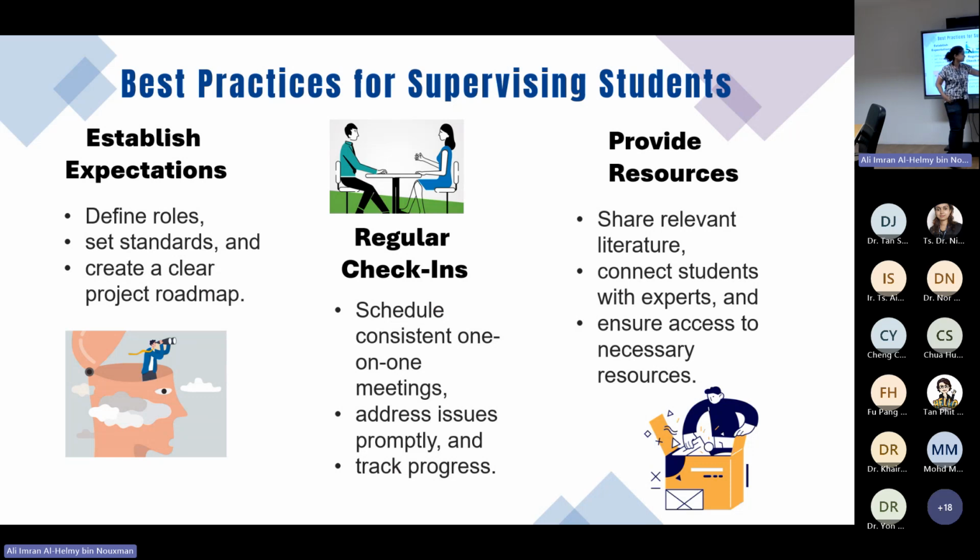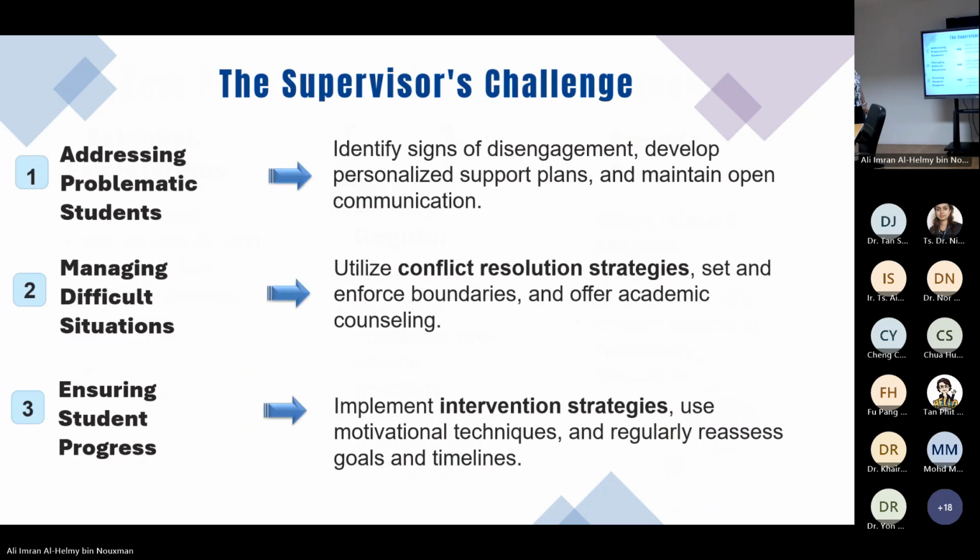Ensure access to necessary resources. As I mentioned, if your project scope is within this campus, make sure all the necessary resources are available. If not, at the initial stage, you have to tell your students to tone down. We cannot get this, it's too expensive. Can you find another alternative method to do this testing, for example? Right? So these are the best practices for supervising students. Okay, supervisor's challenge.